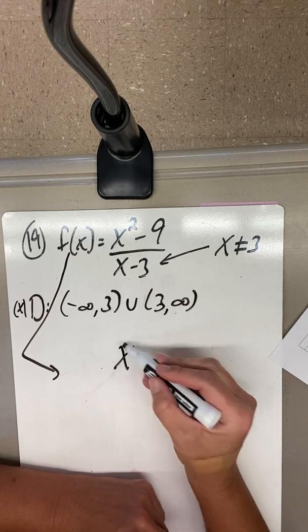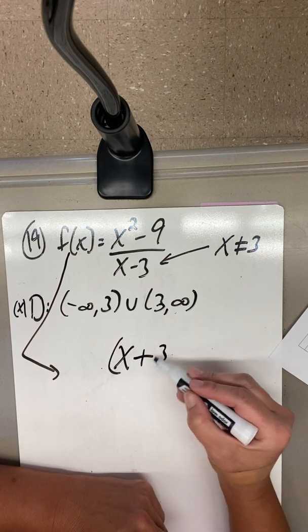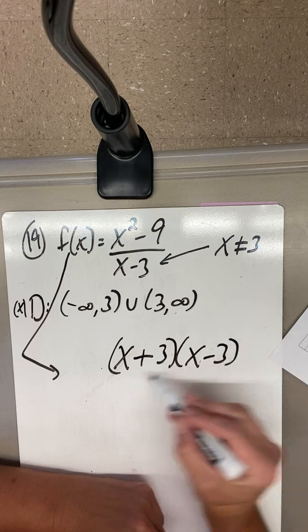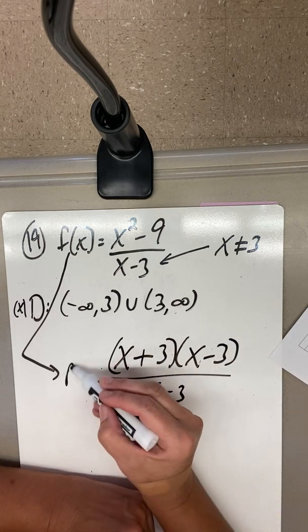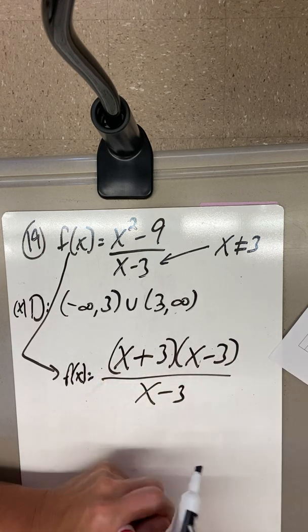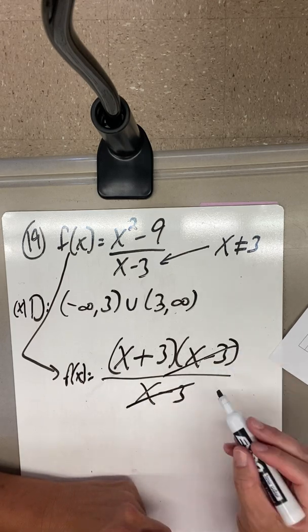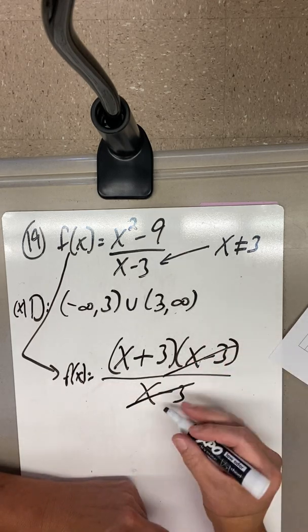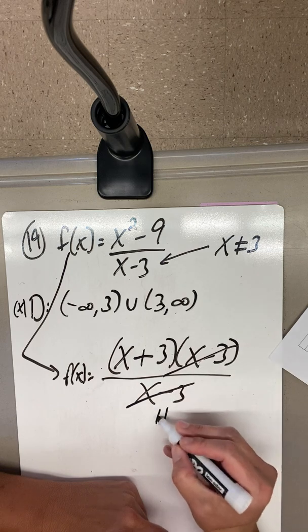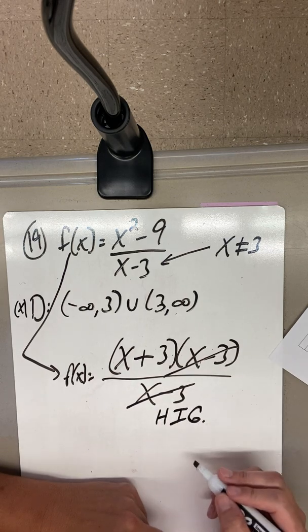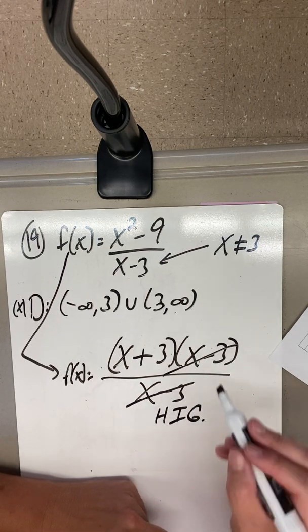If you factor out the numerator, it's the difference of 2 squares. These x minus 3's cancel. If they cancel, they're gone. In pre-cal, we say if they're gone, that's a hole in the graph. Now, where's the hole in the graph? It's at the restriction in the domain.